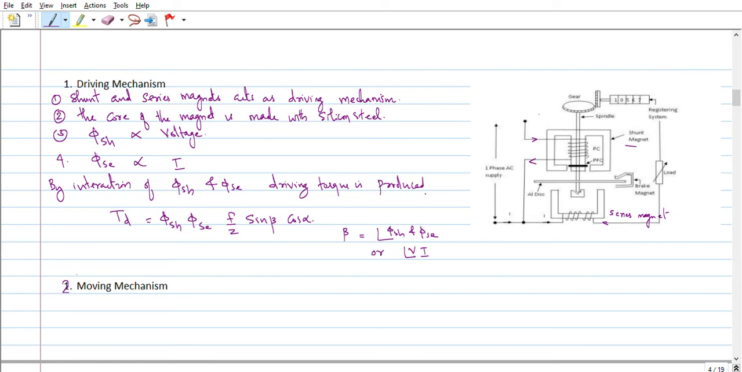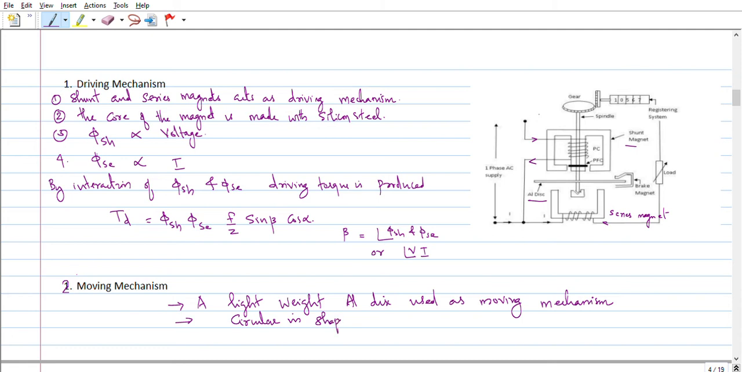Aluminum disc. This is the aluminum disc, between the shunt magnet and the series magnet. Therefore, a lightweight aluminum disc is used as the moving mechanism. And what is the shape? Circular in shape. The shape of the disc is circular. Point to remember. So that's about the moving system.